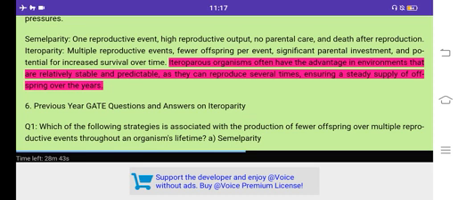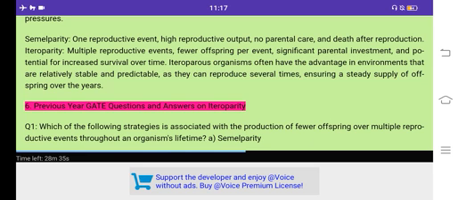Iteroparous organisms often have the advantage in environments that are relatively stable and predictable, as they can reproduce several times, ensuring a steady supply of offspring over the years. 6. Previous year GATE questions and answers on iteroparity.